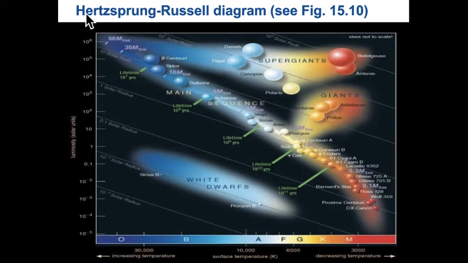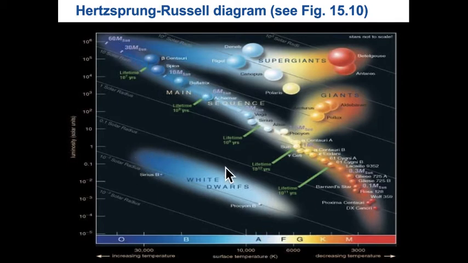Next, we come to the HR diagram, or the Hertzsprung-Russell diagram. I want to draw your attention to some things here. Notice that you have luminosity versus temperature. The hotter the object, the more to the left you are. So O, B, A, fine girl, or guy, kiss me. The main sequence stars form a diagonal. This is where the hydrogen fusing stars are located.